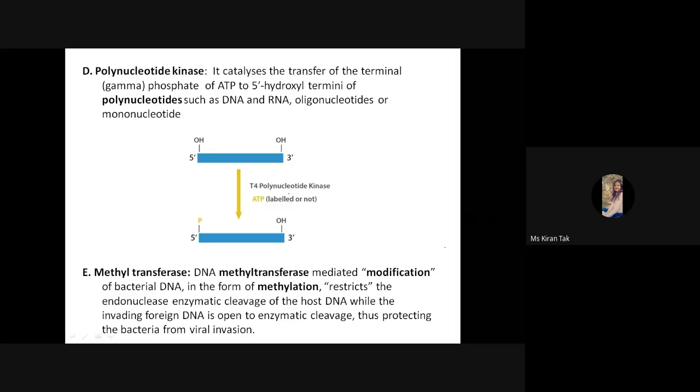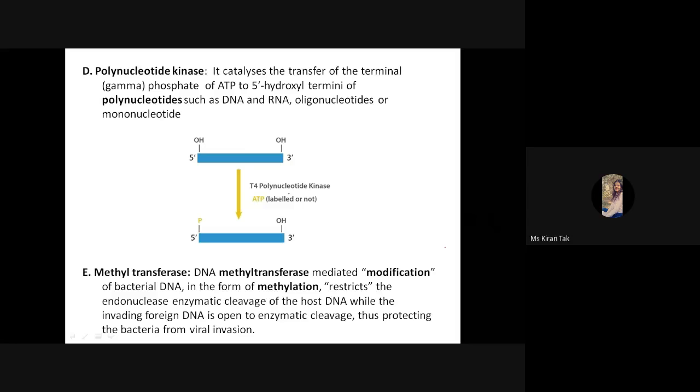The next is polynucleotide kinase. It catalyzes the transfer of the terminal phosphate, that is the gamma phosphate, to the 5 prime hydroxyl termini of polynucleotides such as DNA and RNA, and also in oligonucleotides or mononucleotides. It is used for labeling at the 5 prime end.